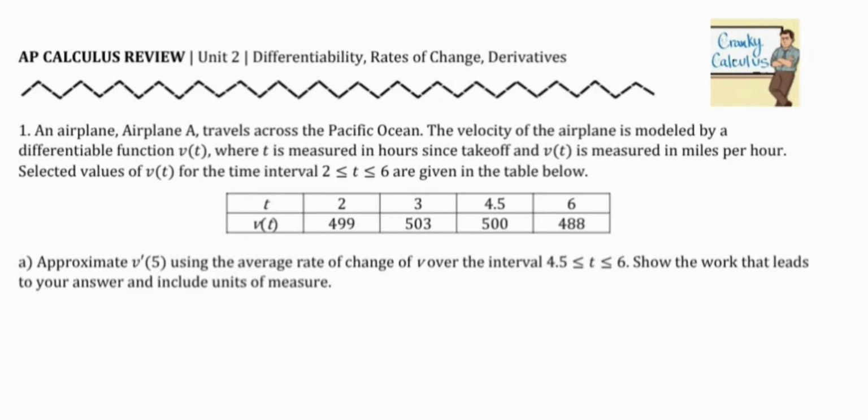So let's start with this FRQ right here. Question 1 gives us the velocity function of an airplane and a table with t values and v of t values. So let's take a look at part A. It tells us to approximate v prime of 5 on the interval of 4.5 to 6. In this case, v prime of 5 would just be equivalent to the average rate of change on this interval, or the slope. So we use the formula for y2 minus y1 over x2 minus x1. So let's solve that out.